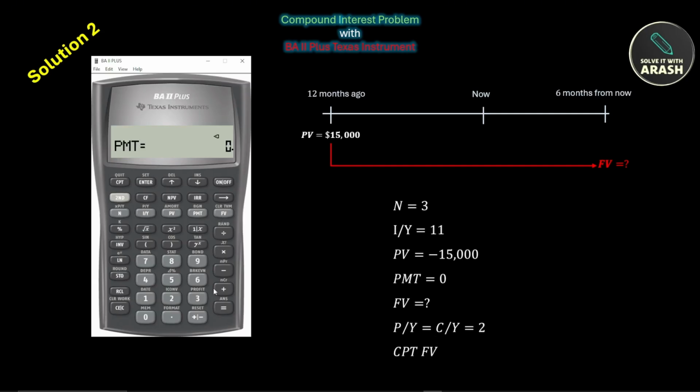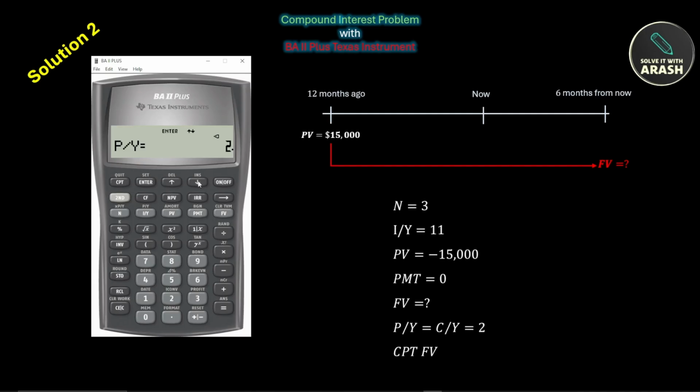For PY and CY, we need to use a second key because they are not on those 5 keys. But if you look closely, you can see PY right above IY. To activate that, we need to press second and then IY. Now you can see the default value is 12, while we need to change it to 2. So press 2 and then press enter. That's the difference for entering data for PY and CY, because these two are in the second options. Whenever you enter a value for them, next you need to press enter.